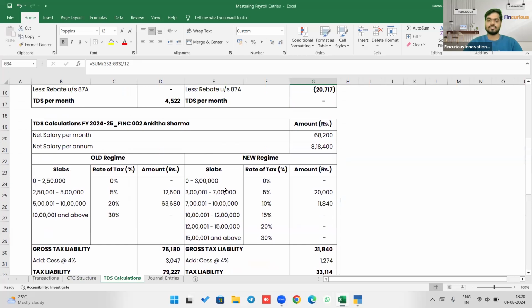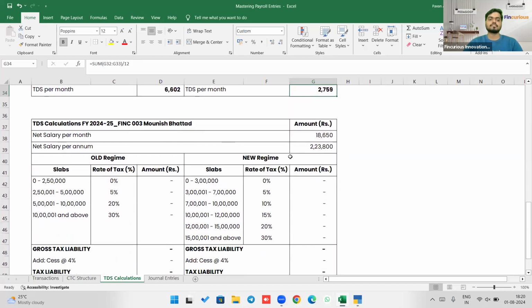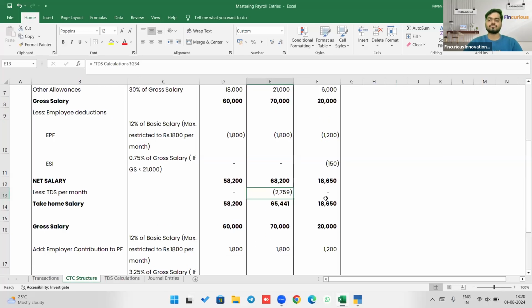Sorry, Ankita Sharma. So then the last employee, Maunish Buttar, his income is only 2 lakh 23. It is less than 2 lakh 50 in the old scheme and less than 3 lakh in the new scheme. There is no tax for this fellow. So that's why there is no TDS deducted. So take home salary for each employee would be 58,200, 65,441, 18,650.